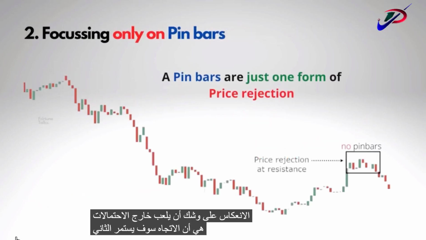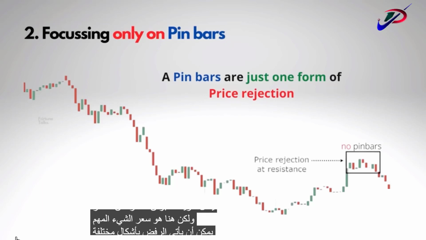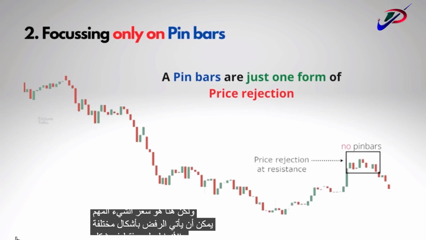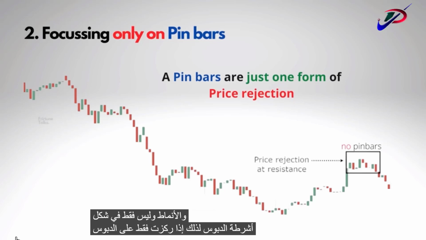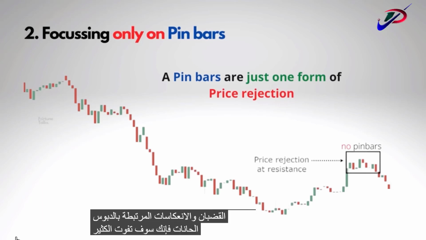The second mistake is giving too much attention or interest to pin bars. Now we have learned that pin bar represents price rejection. But here's the important thing. Price rejection can come in different forms and patterns, and not just in the form of pin bars. So if you focus only on pin bars and reversals associated with pin bars, then you will miss out a lot of other trading opportunities in the market.